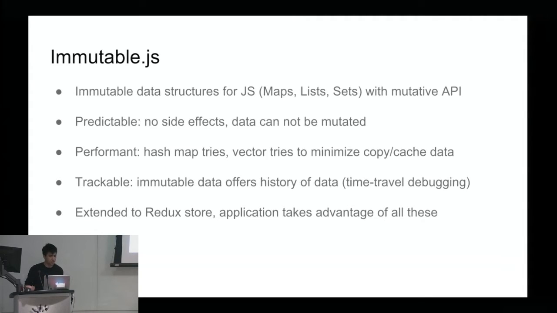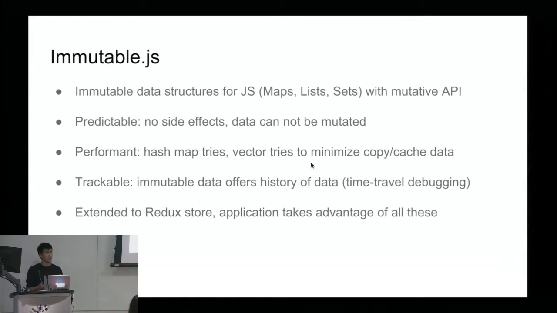I think in July, we realized that the state of the app was getting a bit too large, and we needed to optimize a bit. And so we decided to add on Immutable.js, which provides immutable data structures for JavaScript, so maps, lists, sets, but it also provides a mutative API, which is to say that you're able to get and set the data with get and set methods.